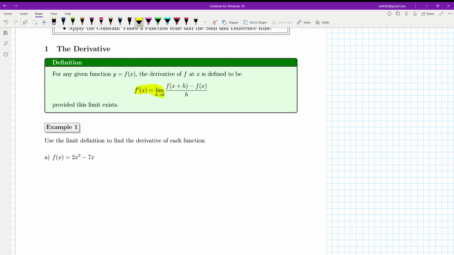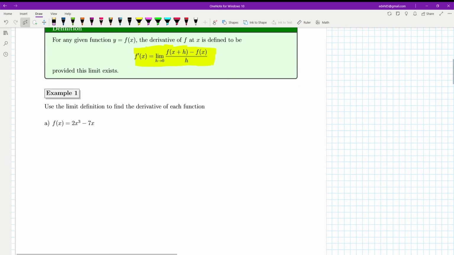That prime means derivative, and this is the expression to find the derivative. F of x plus h minus f of x, the original function, and divided by h. So let's use the limit definition to find the derivative of each function.